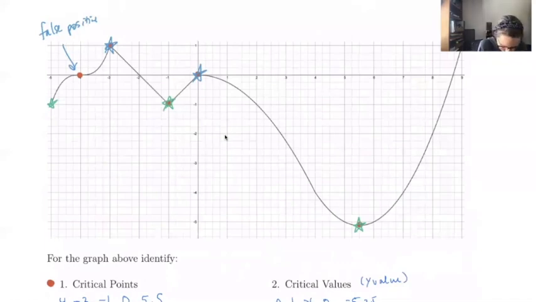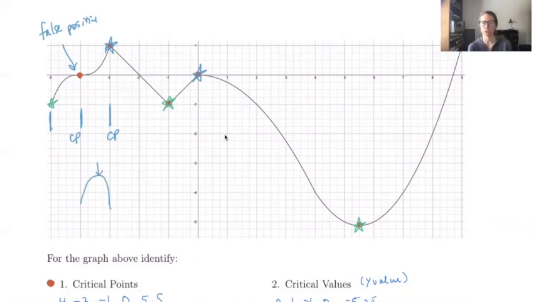In between two critical points, if the critical points are consecutive, could my function change direction? So think about two consecutive critical points and think, can the function change direction, be increasing and then decreasing in between two critical points? If the function were to change direction, let's say the function increased and then decreased, what happens right there when the function changes from increase to decrease? That would have to be a critical point.